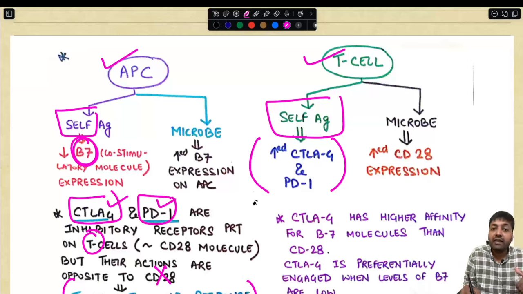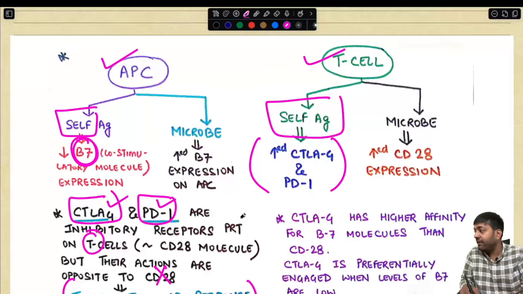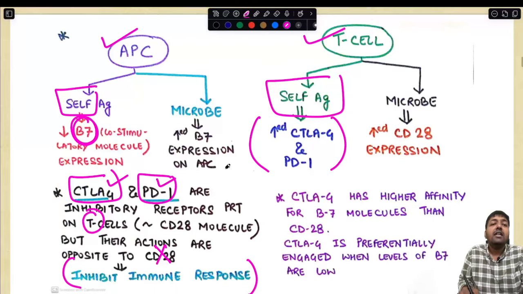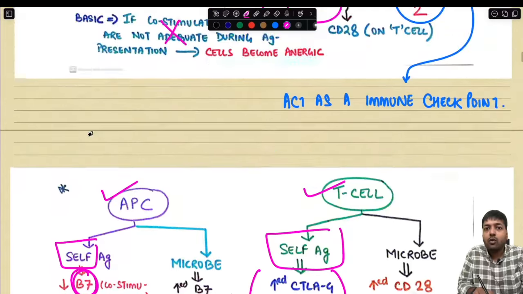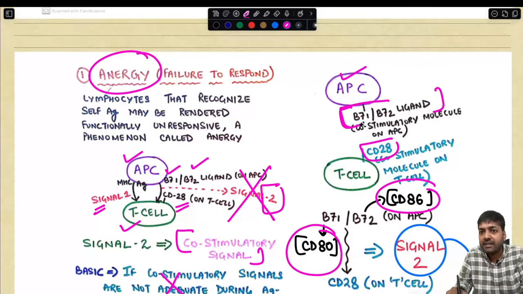When CTLA4 and PD1 are engaged, there will be inhibition of the immune response and inhibition of T cell activation. Remember this point very clearly. Whenever a self antigen is presented by the antigen presenting cell, the level of B7 co-stimulatory molecule on the APC will come down, and on the T cell, instead of CD28, CTLA4 or PD1 receptors will be upregulated.